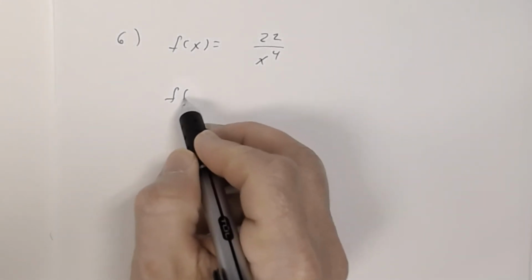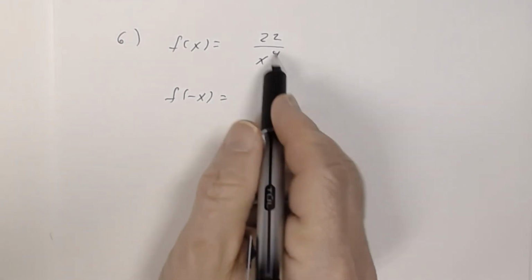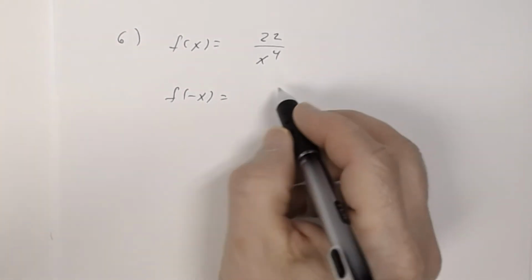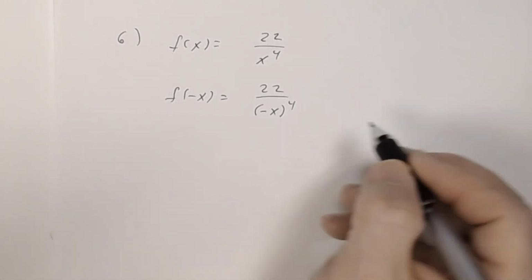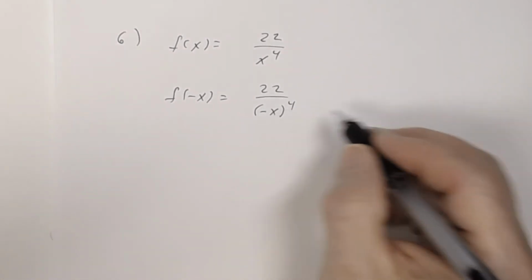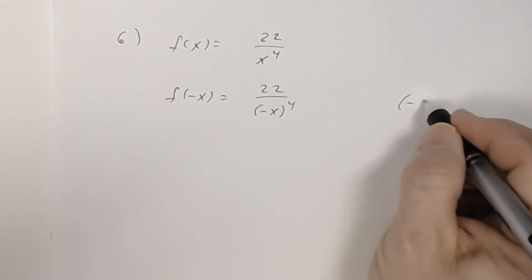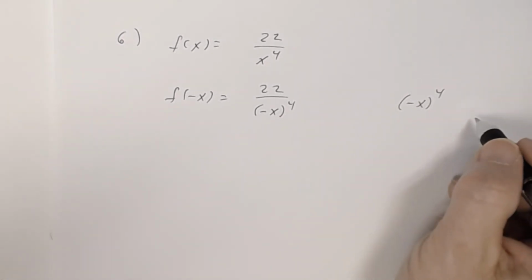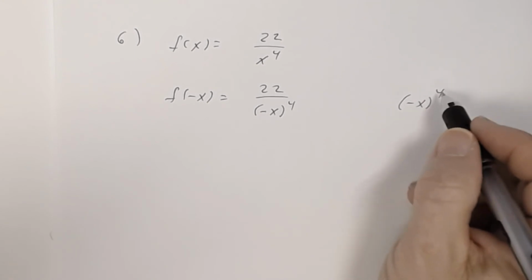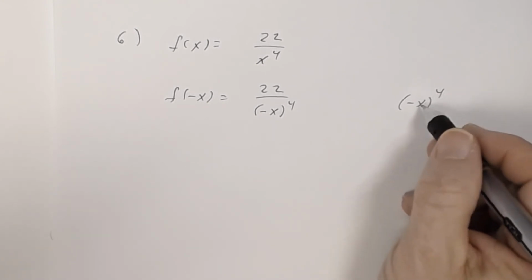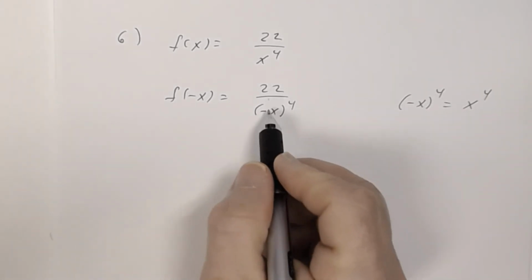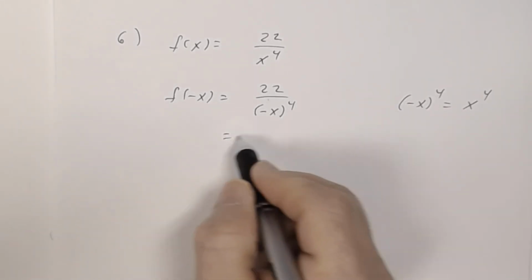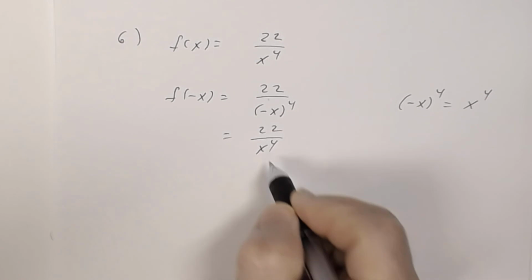So we got to find f of negative x. So where you see the variable x, I substitute negative x. So I get 22 divided by, in parentheses, a negative x to the 4th. Let's go off to the side and figure out what this is. So you got to ask yourself, what's a negative x to the 4th? Well, a negative raised to an even power is always positive, correct? And x to the 4th is x to the 4th. So this is just x to the 4th. So this right here becomes 22 over x to the 4th.